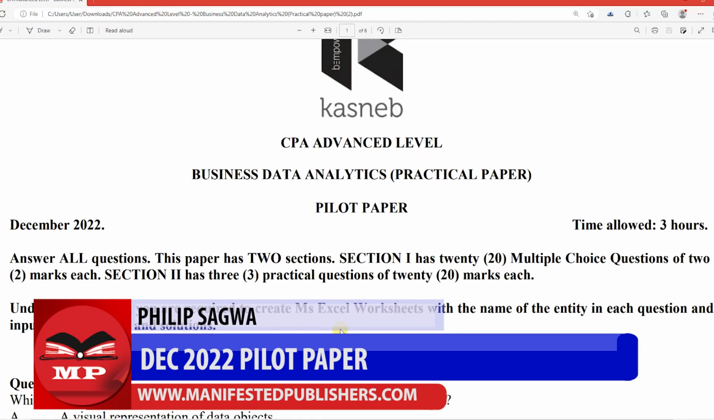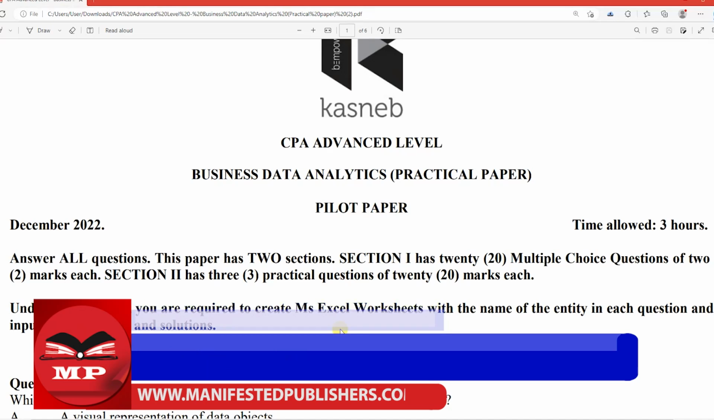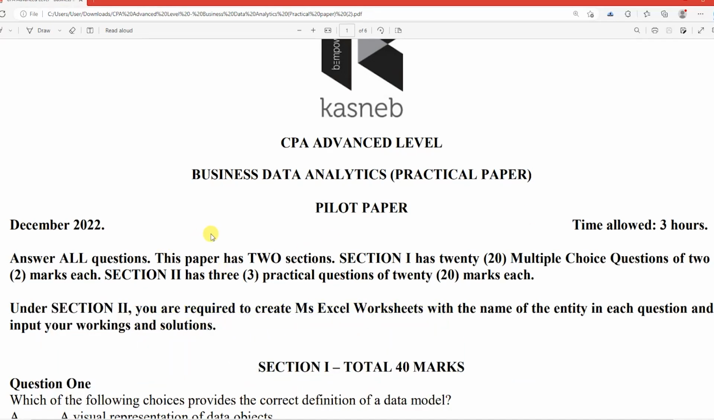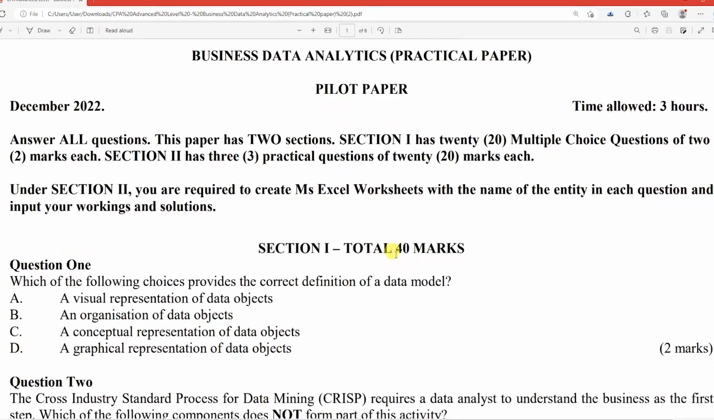Today we embark on the revision of the pilot paper that was done in December 2022 by the candidates who appeared in the Business Data Analytics practical paper. The paper is right in front of you.